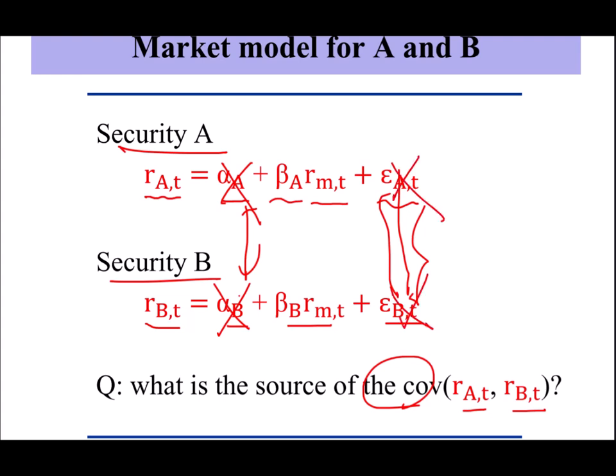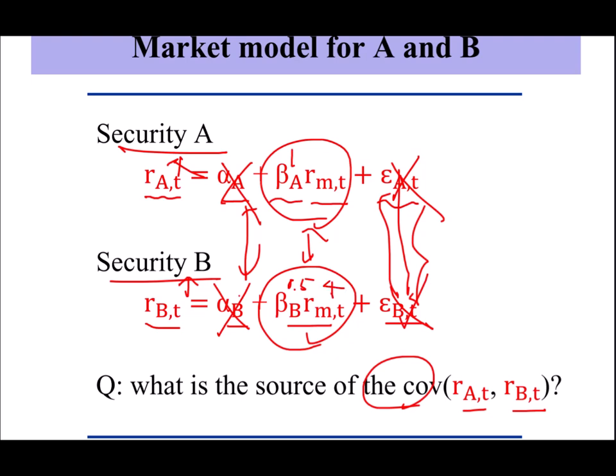So why is there a common movement? Because of the common market movement inside. So RA increases, RB increases. If beta A is equal to 1 and beta B is equal to 0.5, when the market goes up, both go up because of this market movement. Why did they go up differently? Because of different beta, right? So we have statistical descriptions of two companies, common movement and idiosyncratic movement.